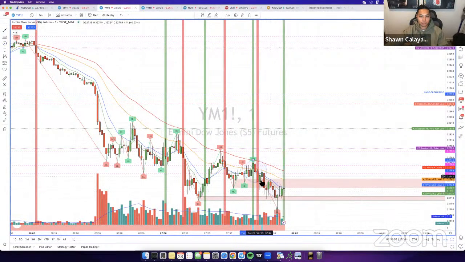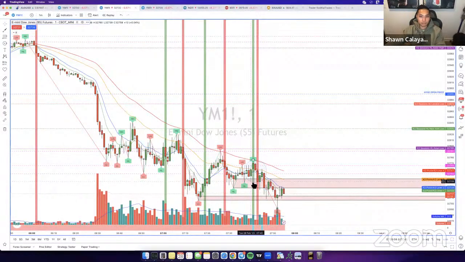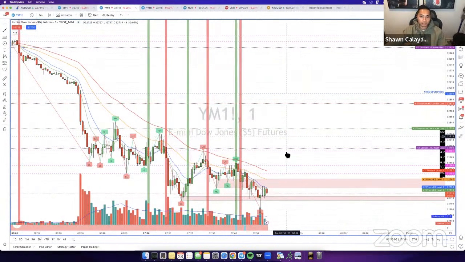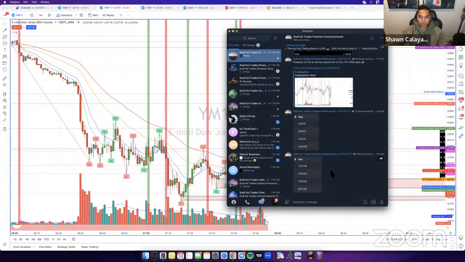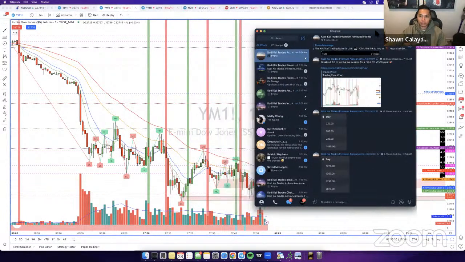Then I took this trade over here for a momentum scalp, or sorry, for an SR rejection scalp, sideways movement strategy. And it hit full TP right there. So that's how I locked in my profit.